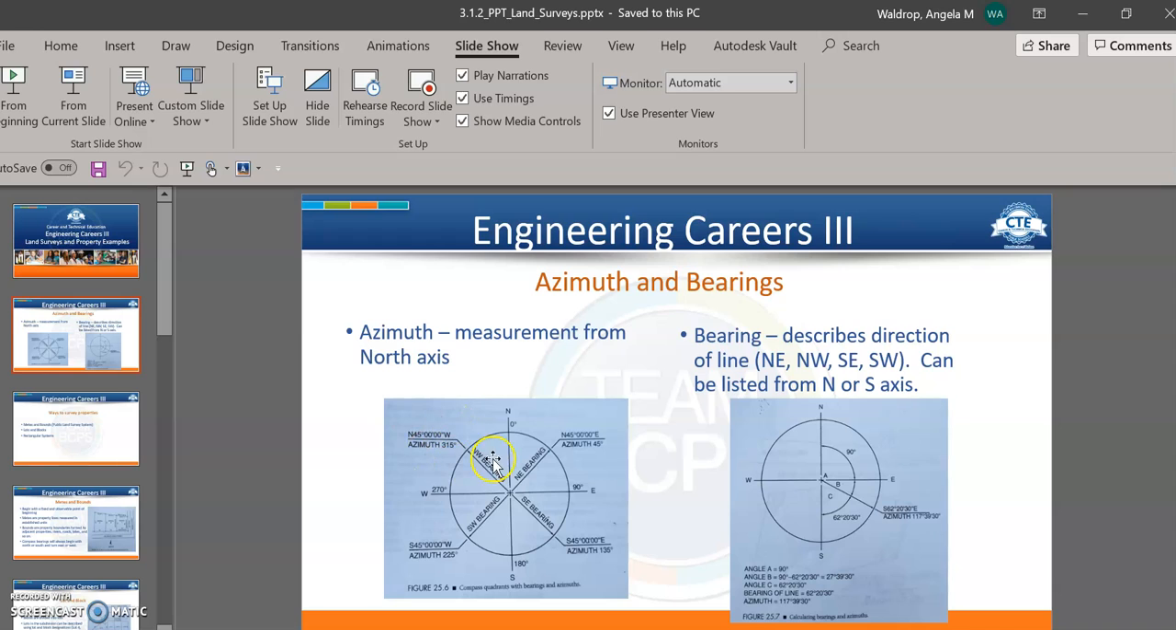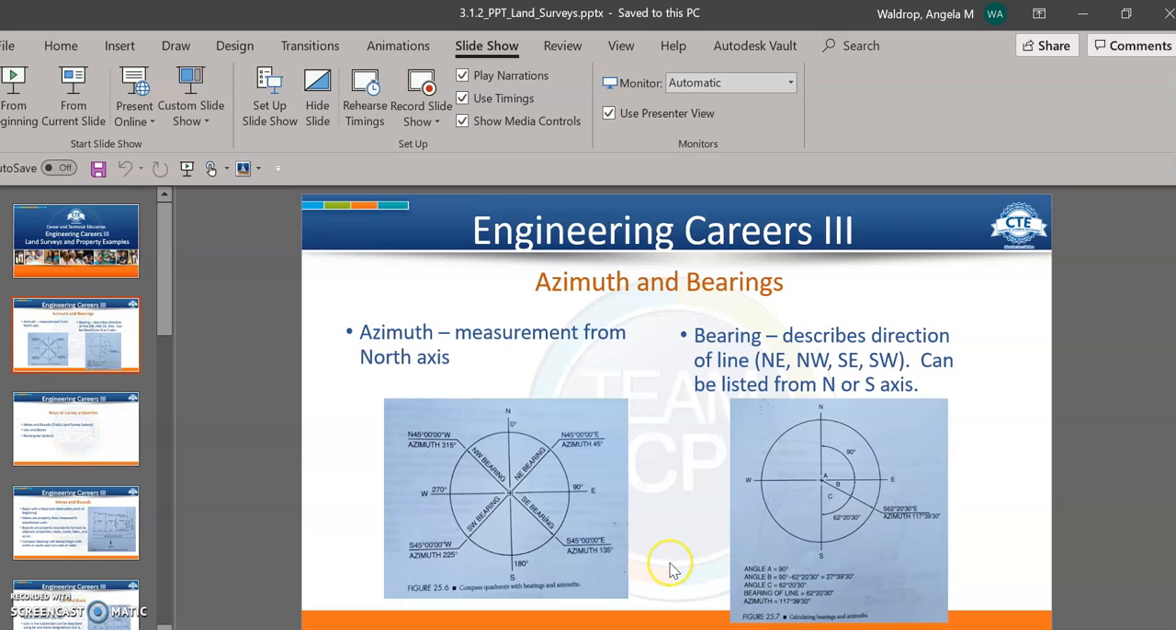So if you look in this first picture, you will see diagonal lines. This one has an azimuth of 45 degrees because it is 45 degrees from the north or the positive y-axis. This one has 135, here it is 225, and finally this one's 315. All of these are described from the north axis.